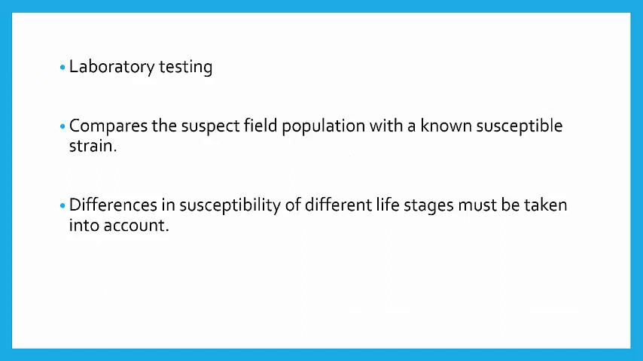Laboratory testing compares the suspect field population with a known susceptible strain. Standardized procedures are used for consistent results. Differences in susceptibility of different life stages must be taken into account. Results are usually expressed as the ratio of the LD50 values between suspected resistance and known susceptible groups of insects.